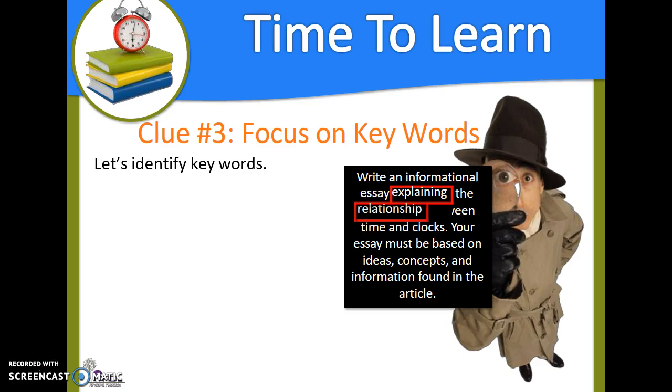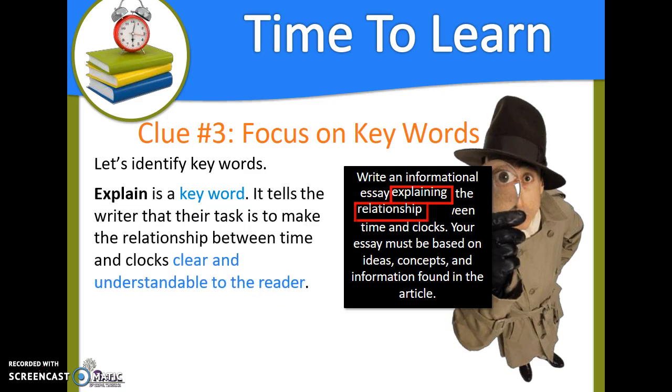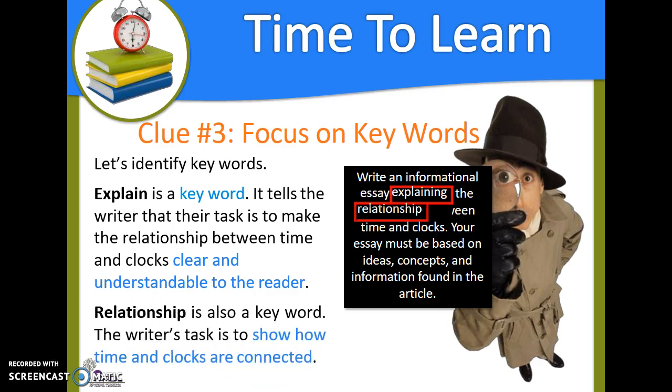Let's identify keywords. Explain is a key word. It tells the writer that their task is to make the relationship between time and clocks clear and understandable to the reader. Relationship is also a key word. The writer's task is to show how time and clocks are connected.